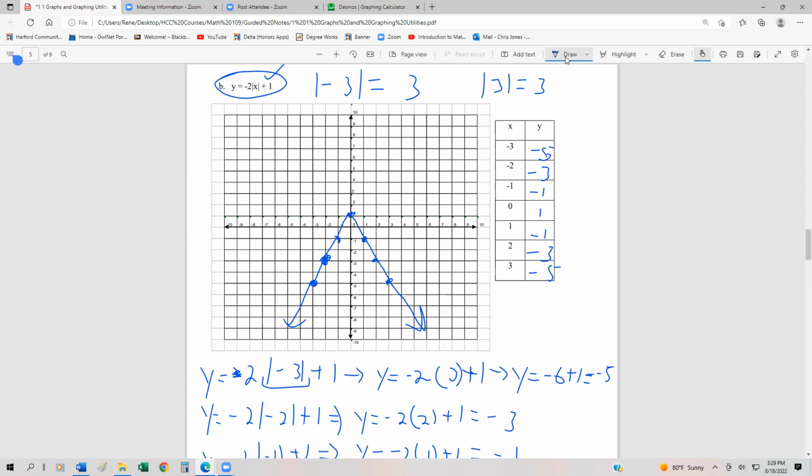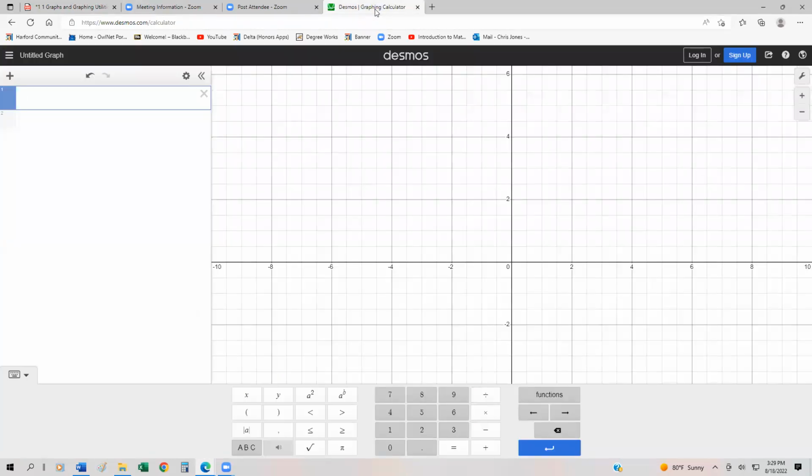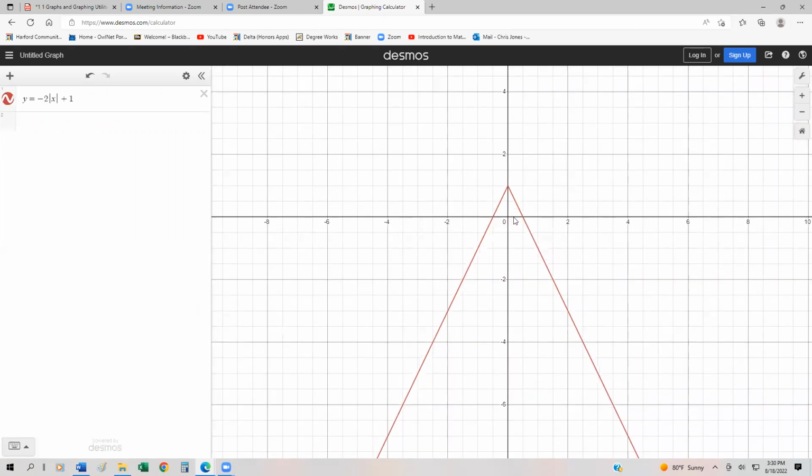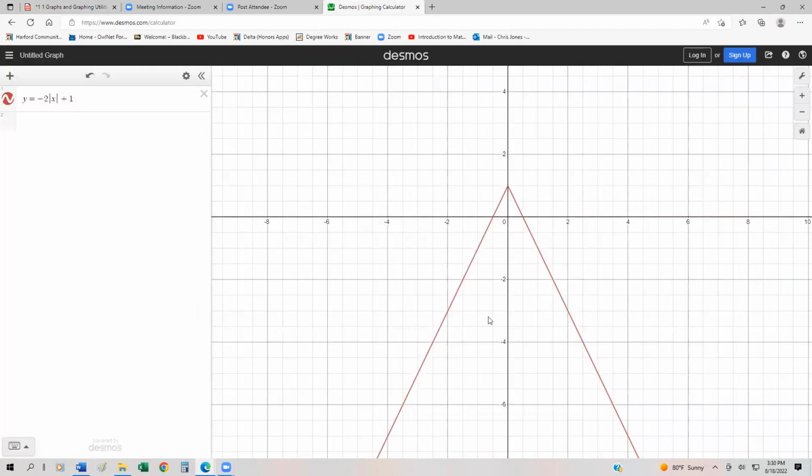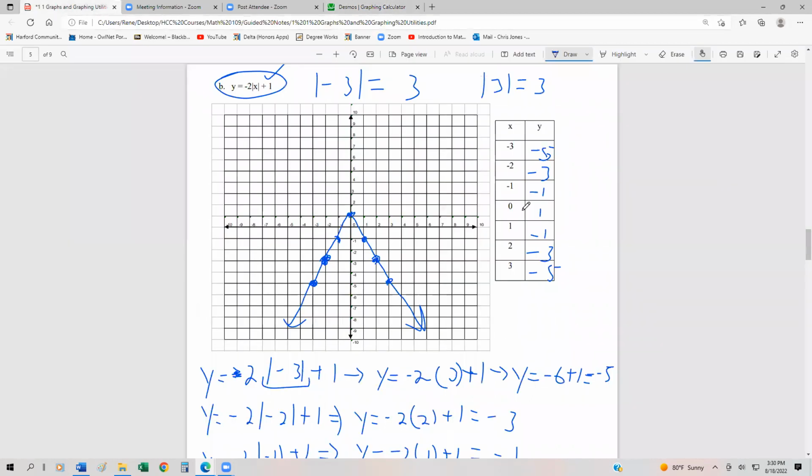All right. Now, we can check this just to make sure that this looks like what it should by using a graphing device. And so I use Desmos when I do this. You could certainly use a graphing calculator. I'm going to say y equals -2, absolute value of x, and we have +1. And it looks pretty close to what we had before. Okay, so if we flip back and forth, this one's a lot better, obviously, because it's computer generated. But that's how we can check these, by using a graphing calculator.